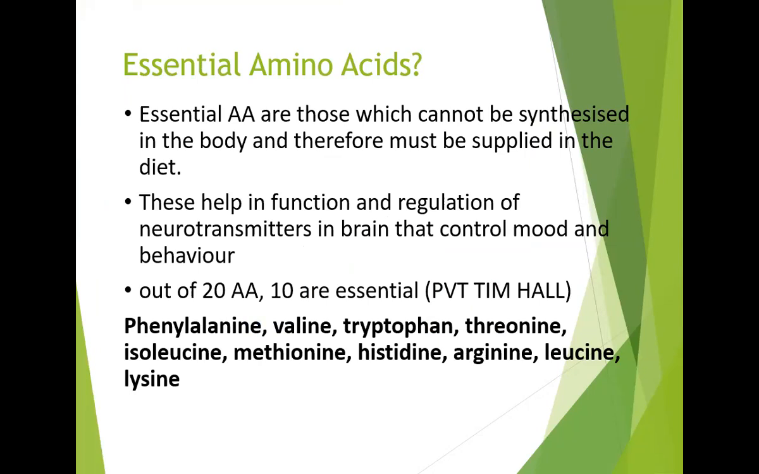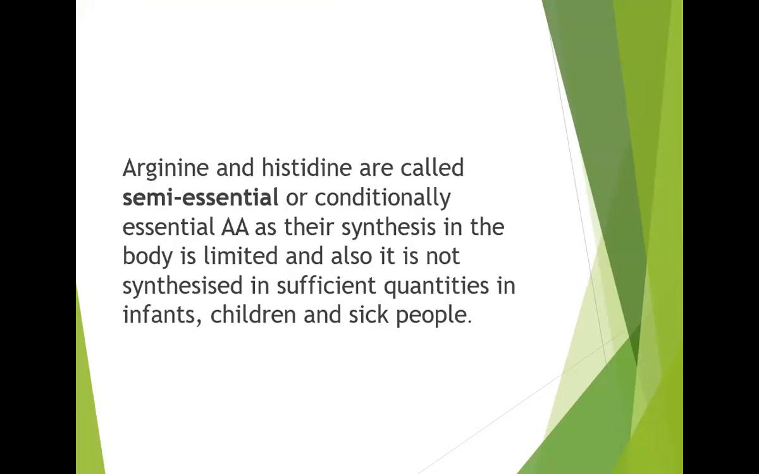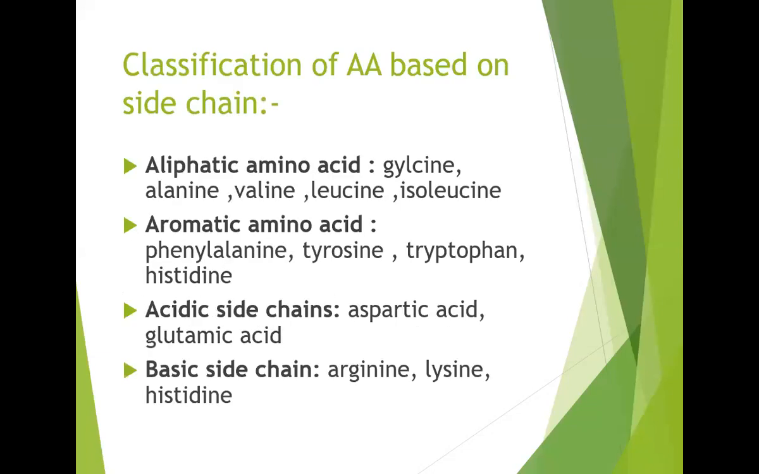Out of 20 amino acids, 10 are essential, and it is remembered by the famous mnemonic PVT Tim Hall. These are phenylalanine, valine, tryptophan, threonine, isoleucine, methionine, histidine, arginine, leucine, and lysine. But arginine and histidine are called semi-essential or conditionally essential amino acids, as their synthesis in the body is limited, and it also does not synthesize in sufficient quantities in infants, children, and in sick people.